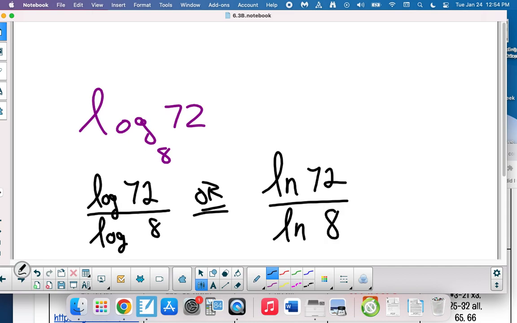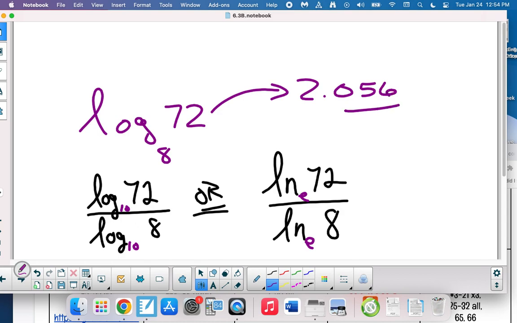You should actually do it and just prove to yourself this and this are the same thing. They really are. You just have to pick the base that you want. You want an e? Go with an e. You want a 10? Go with a 10. It doesn't matter. Does anybody have the answer to this? 2.056. Did they both give you that though? Yeah. Okay. So it works.